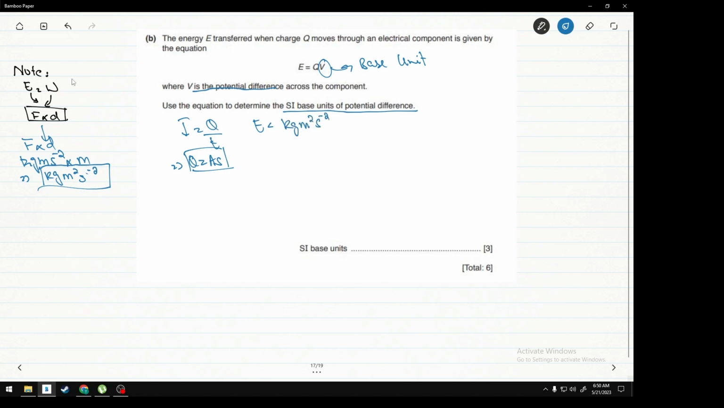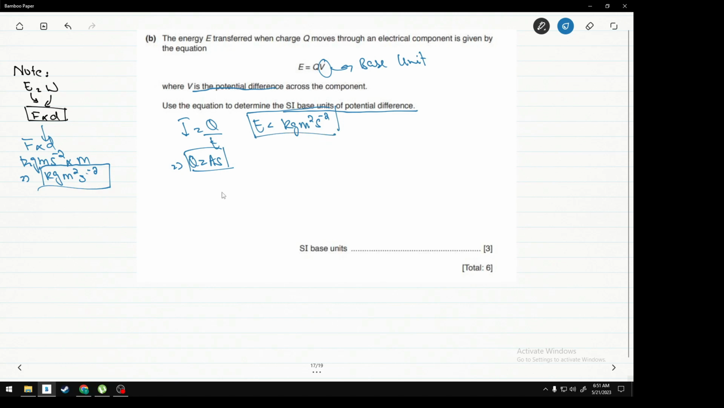By the way, if you don't know what I said here, that change of energy is equal to work done, don't worry about it, right? Just focus on this: if you have an energy in the equation and you need to find the base units, you just use the work equation, which is F into D. And we'll go into the work equation as well later on in the syllabus. So don't worry about it.